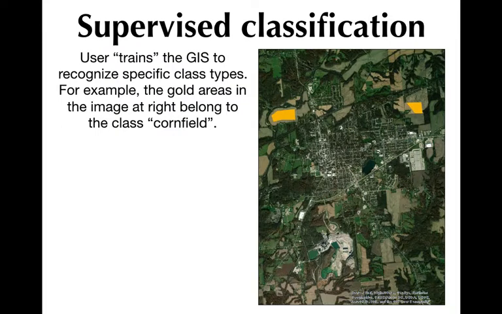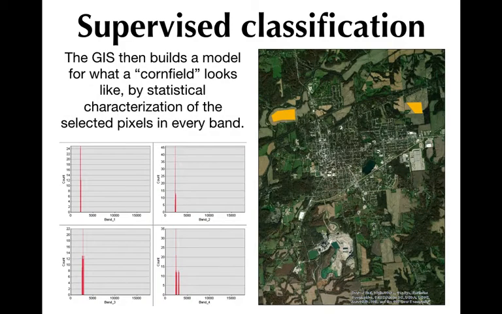Okay, supervised classification is a little bit different. In a supervised classification, the user actually trains the GIS to recognize specific class types. For example, these two gold areas on the map are just polygons that I've drawn to tell the GIS that this and this are examples of cornfields. Once the GIS knows that these two things are cornfields, it can then build a model of what a cornfield looks like by characterizing the pixels in these areas statistically for every band.